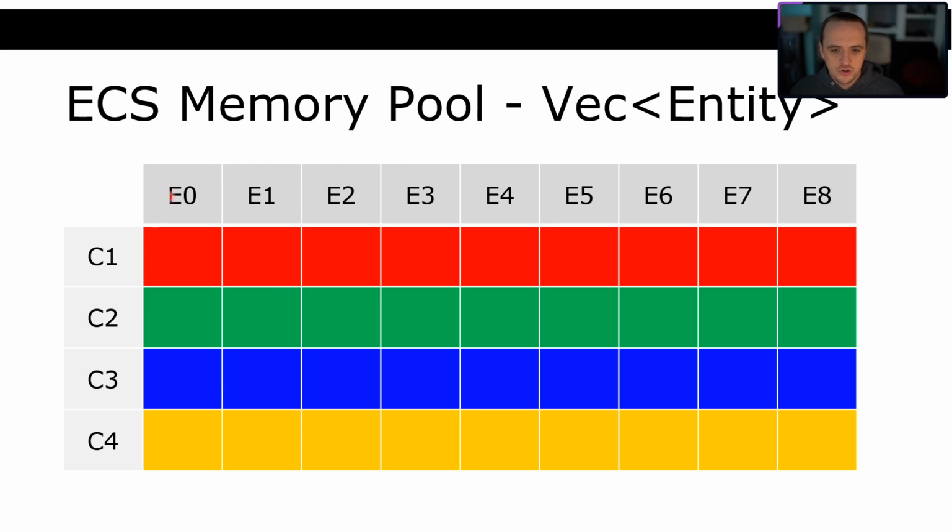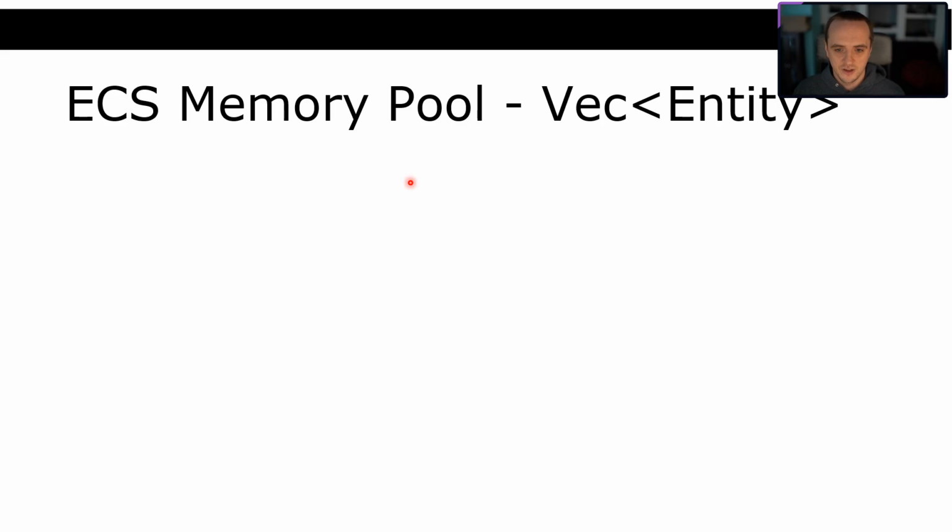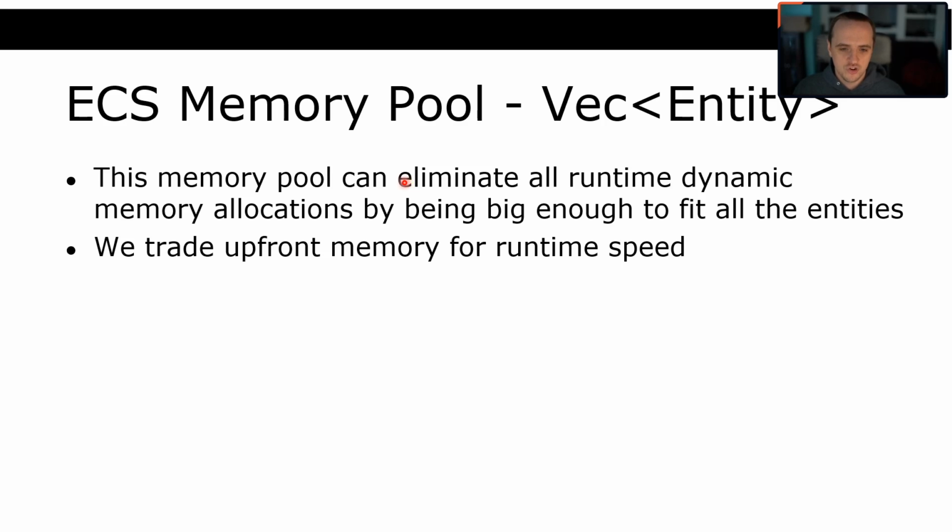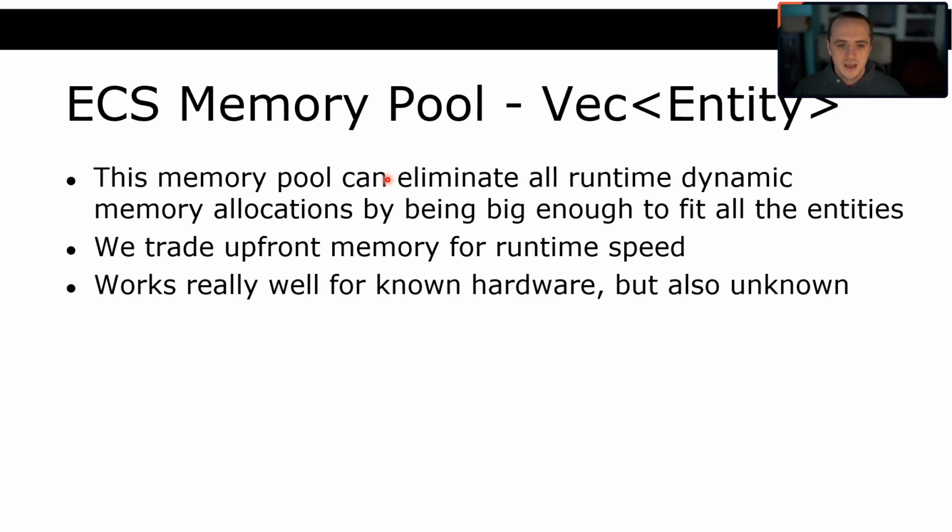So what this means is, we've got this huge array with enough space for all our entities, and all we ever have to do when we want to add another entity is just put it in the next free spot. We don't need to call malloc because we've already got this huge memory pool allocated for us. So that completely eliminates the need for any dynamic memory allocations just by having this huge vector pre-allocated. So we're trading upfront memory cost for runtime speed. And it works really, really well for known hardware, but also for unknown hardware.